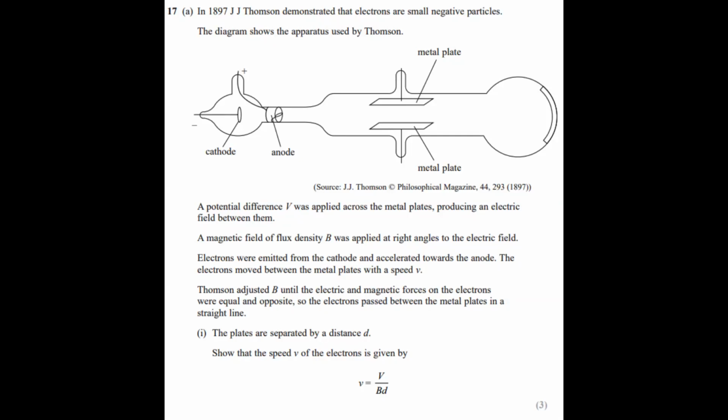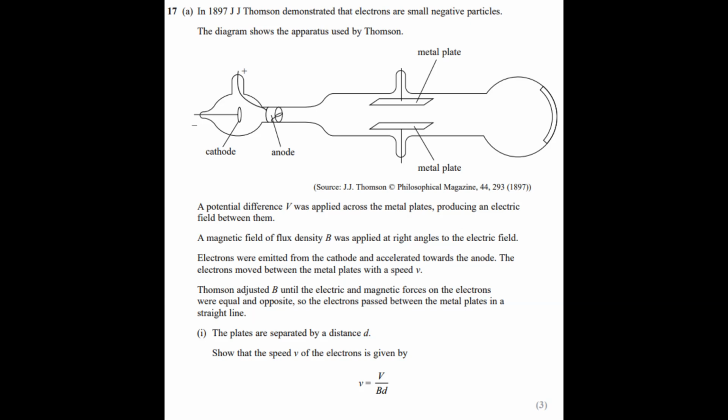Okay, so we got a question right here. In 1897, J.J. Thomson demonstrated that electrons are small negative particles. The diagram shows the apparatus used by Thomson.